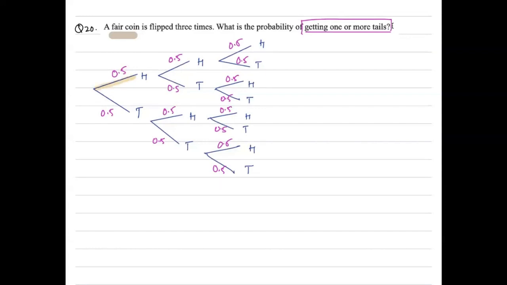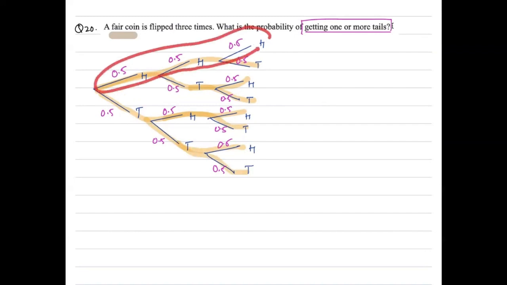All the branches that have tails. So head, head, tail, head, tail, head. One or more means at least one tail should be there. There could be more than one tail. Tail, head, head, tail, head, tail, tail, tail, head, and tail, tail, tail. So except for only one, this branch, every other branch is included.